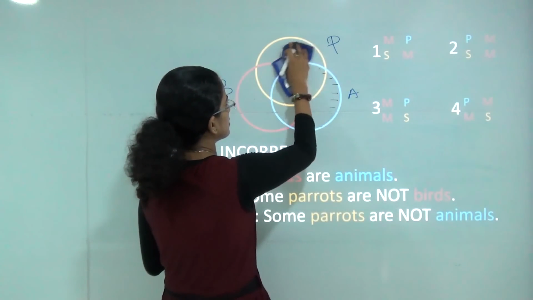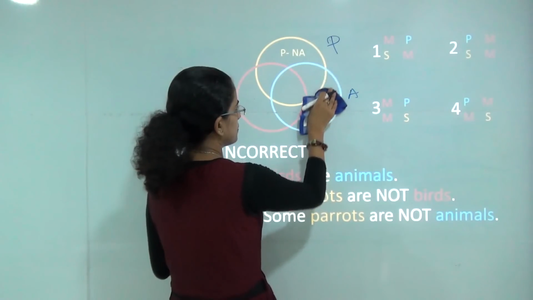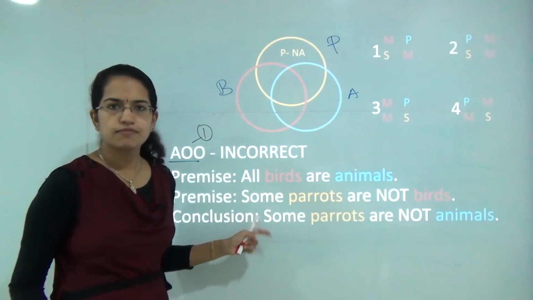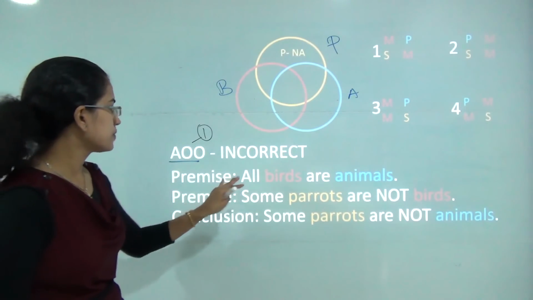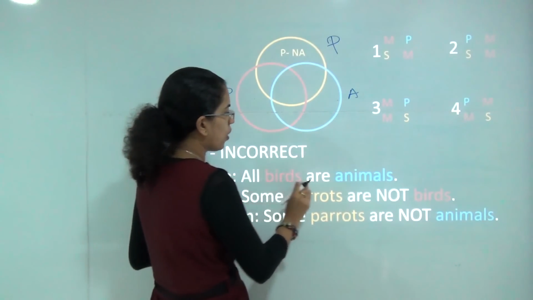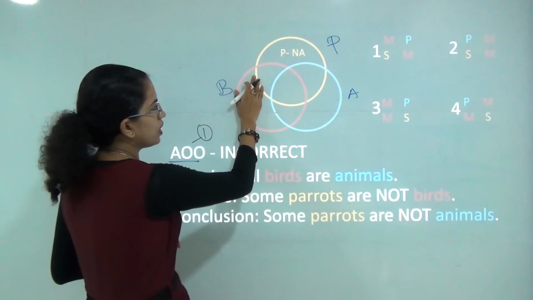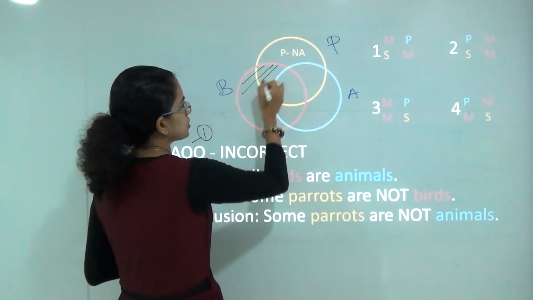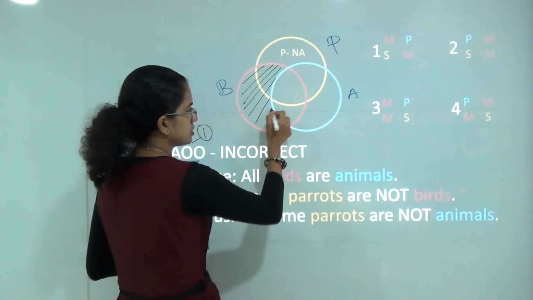Now here again, what I am trying to do is, I will start with all or some. Now it's very clear to everyone. So I will start with all. So my statement is all birds are animals. So all the birds are animals, that means this region. So which region should I exclude? I would exclude this region.